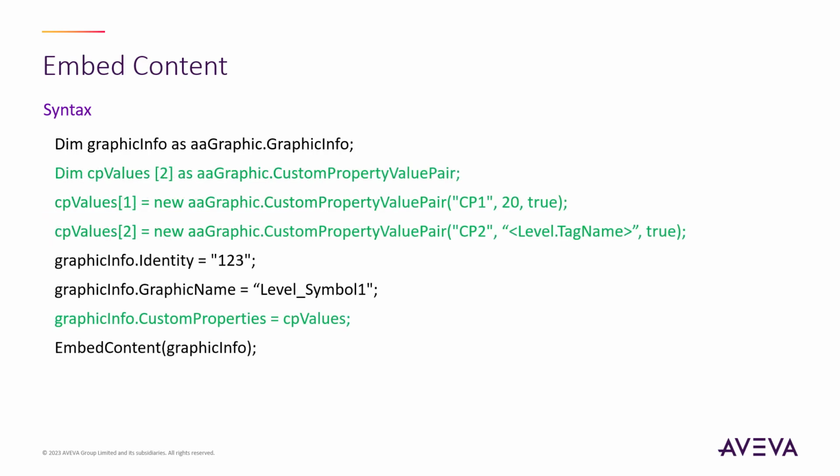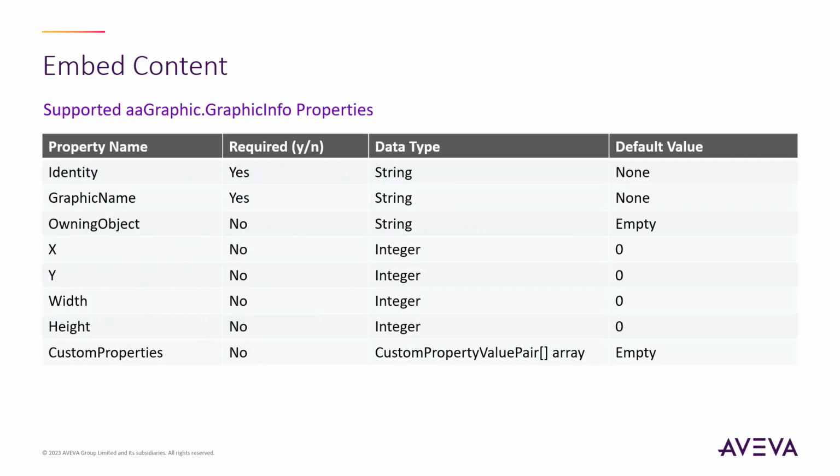If the graphic to be embedded includes custom properties that need to be configured, you can use the custom property value pair parameter, which is an array in which you can specify the custom properties and value pairs like this. Remember to set the CP values to the custom properties parameter before the embedded content is called. Here you can find all supported properties when using the embedded content function. Besides the custom properties, you can also specify the location and the size of the embedded graphic content.